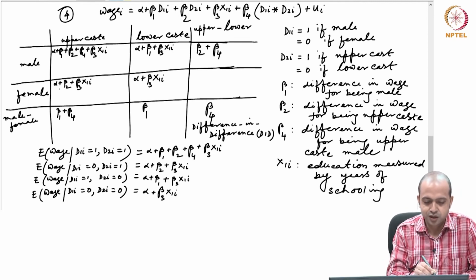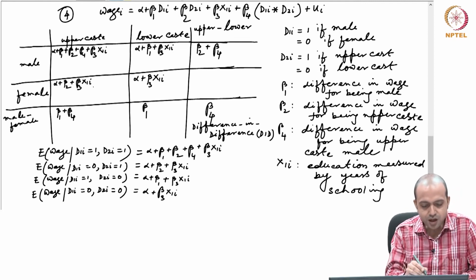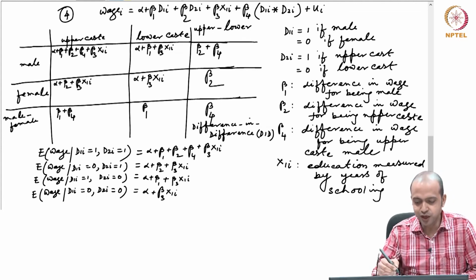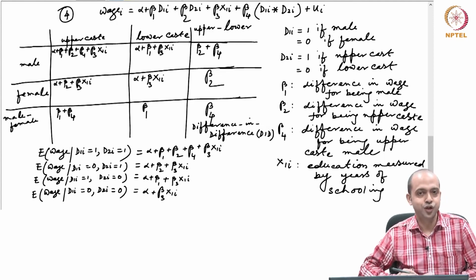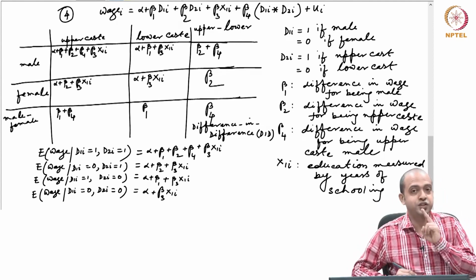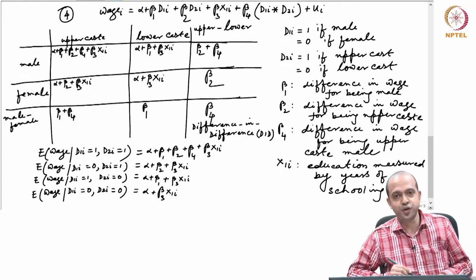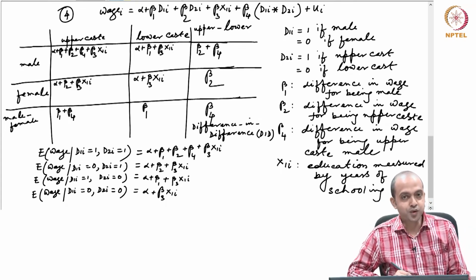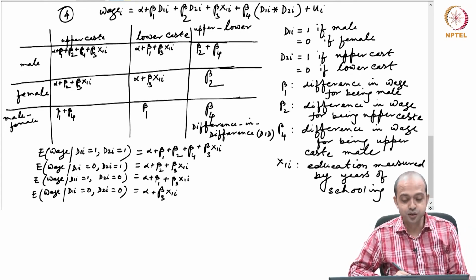Similarly, if you take the caste difference for the female category, this minus this, alpha will get cancelled, beta 3 will get cancelled, then you will get beta 2. And then if you take again the difference in difference, so that means column wise if you take difference, still you will get beta 4. So, that means here beta 4 basically gives you two types of interpretations. What are the two types of interpretation?